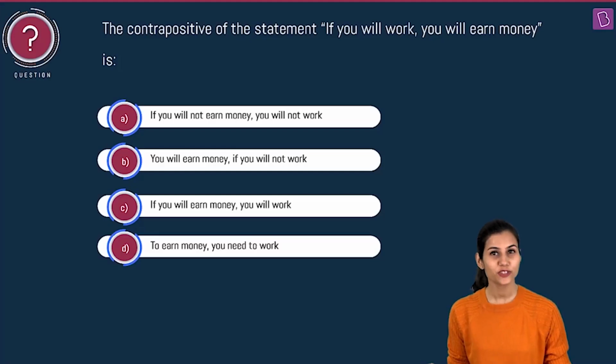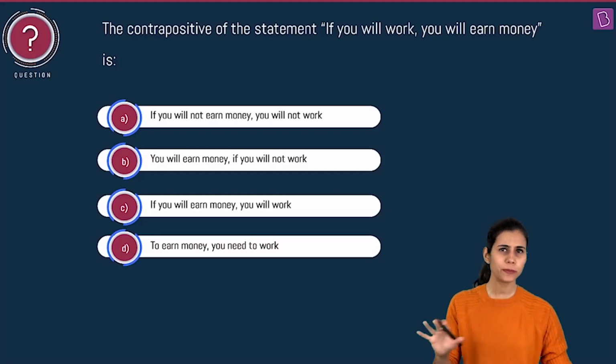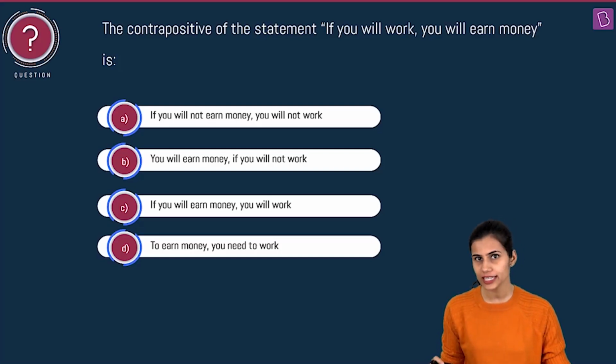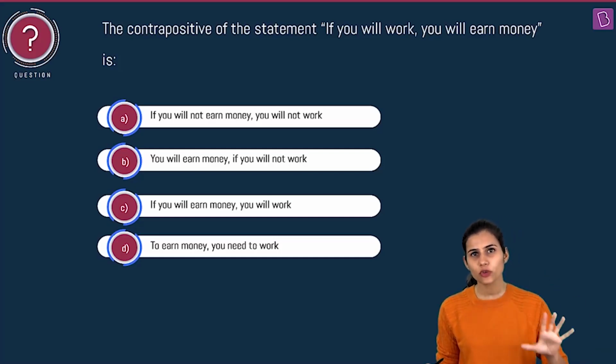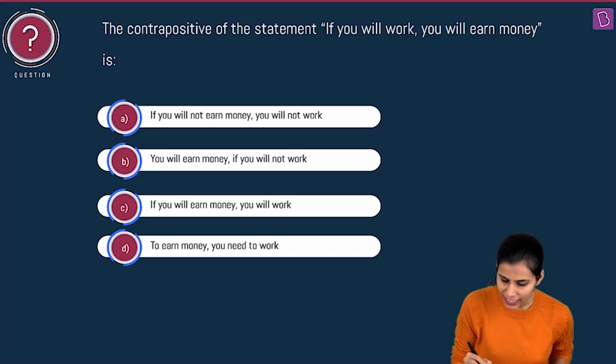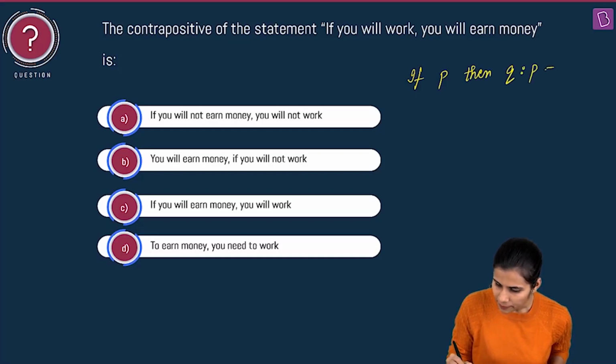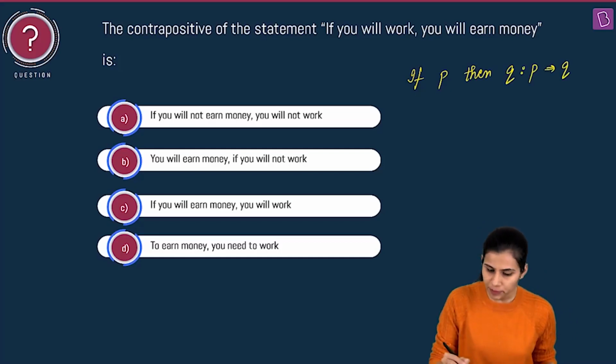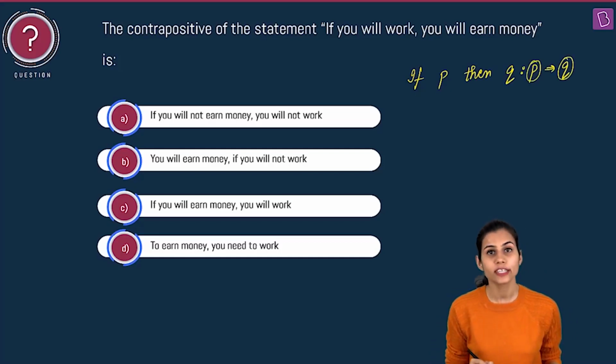Next up, we have this question from mathematical reasoning, superbly simple, superbly easy. It is giving you an if-then implication here as the statement, and it is asking you to compute its contrapositive. So, the only concept you require to crack this question is that if you have an if-then implication, it will look like if P, then Q, which you write as P implies Q. In here, P is your antecedent and Q is your consequent.